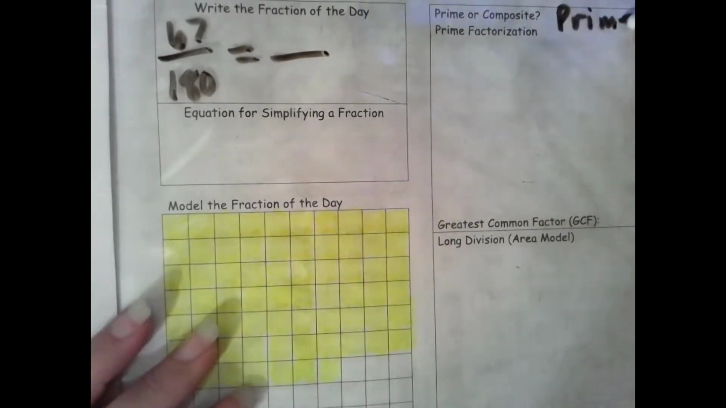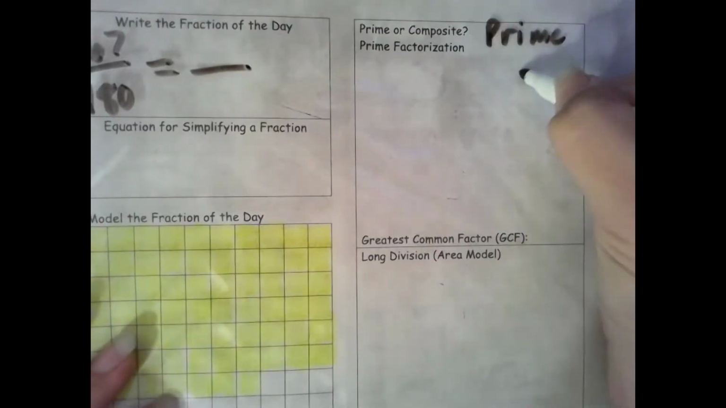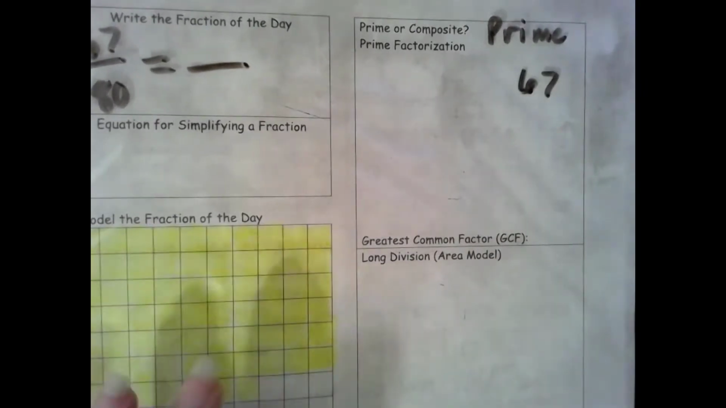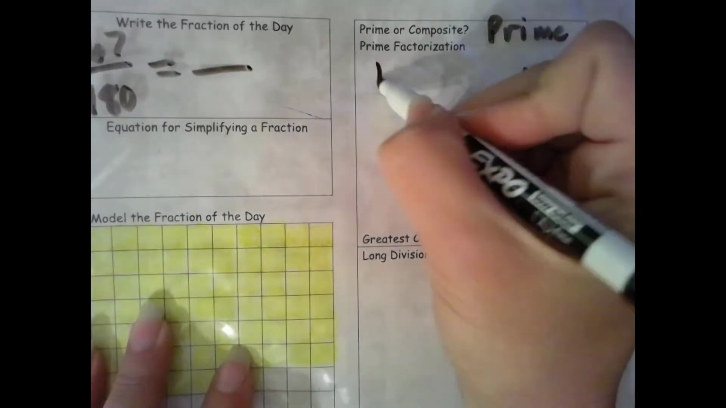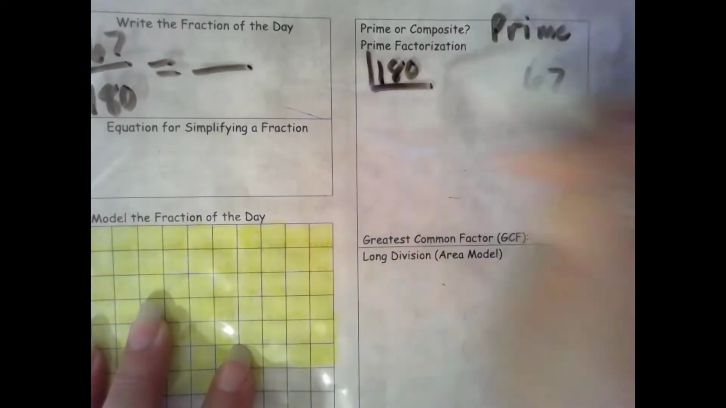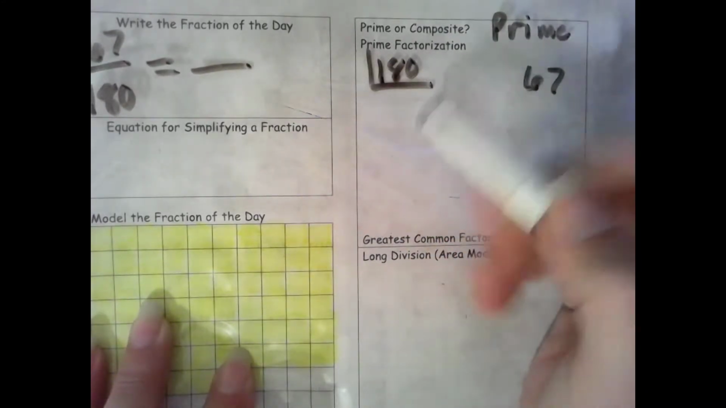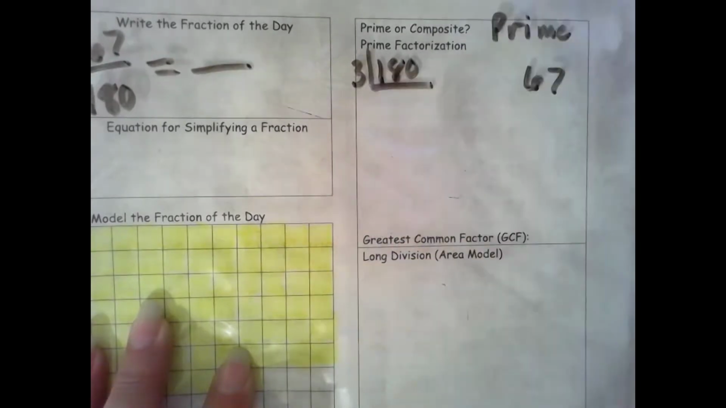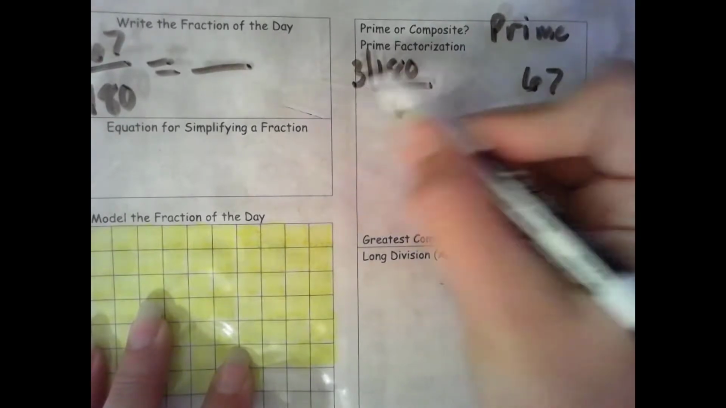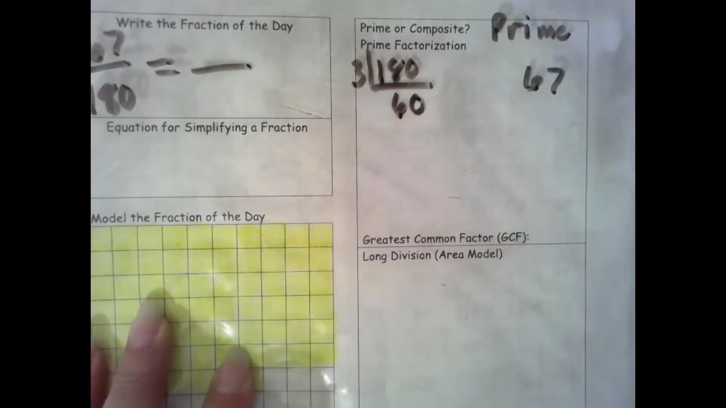And since it's prime, factorization is done. That is the only prime number I can divide by. So I just have to do the prime factorization of my denominator. Let's see, 1 plus 8 plus 0 is 9. 9 is a multiple of 3, so 3 is a factor. I can get 6 groups of 3 out of 18, and then my placeholder.